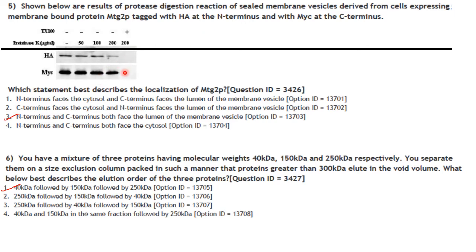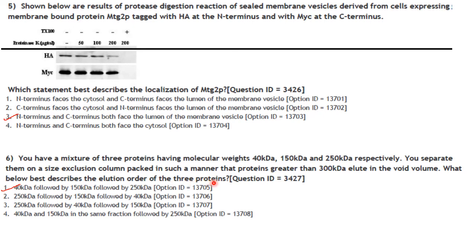So you don't get a band over here as proteinase K has already acted upon them. Then next one. You have a mixture of 3 proteins having molecular weights 40 kDa, 150 kDa and 250 kDa respectively. You separate them on a size exclusion column packed in such a manner that proteins greater than 300 kDa elute in the void volume. What below best describes the elution order of the three proteins?